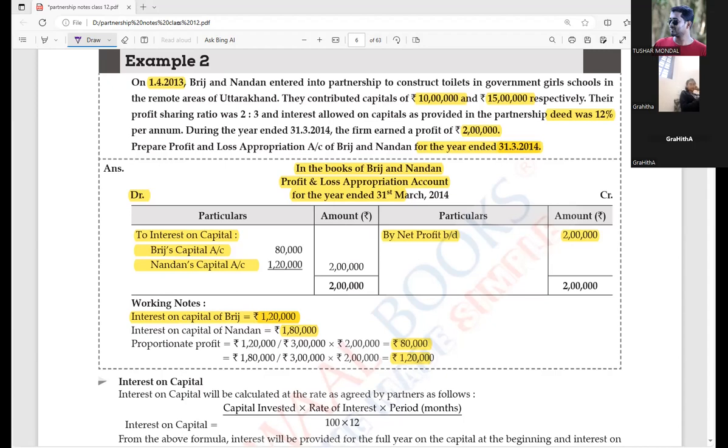Okay, sir. So I got interest on drawings as 1 lakh 20, 1 lakh 80.